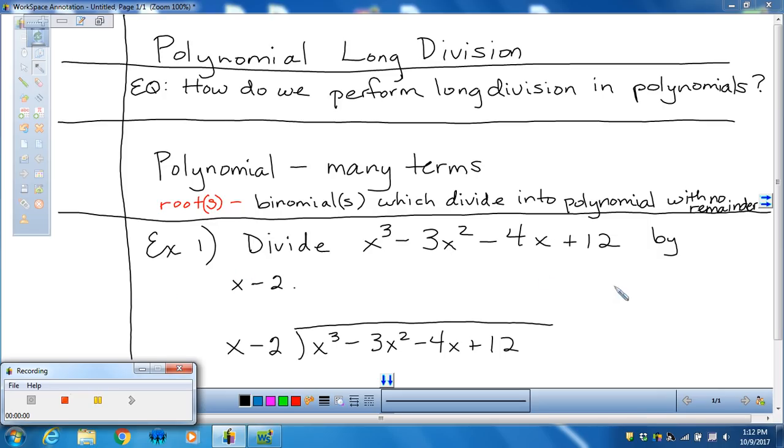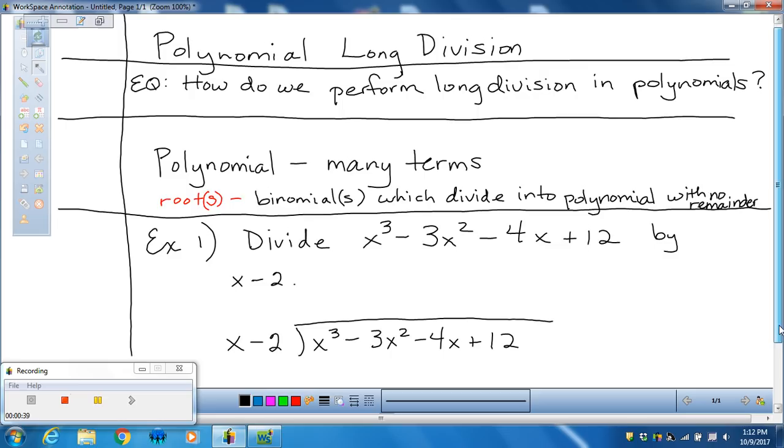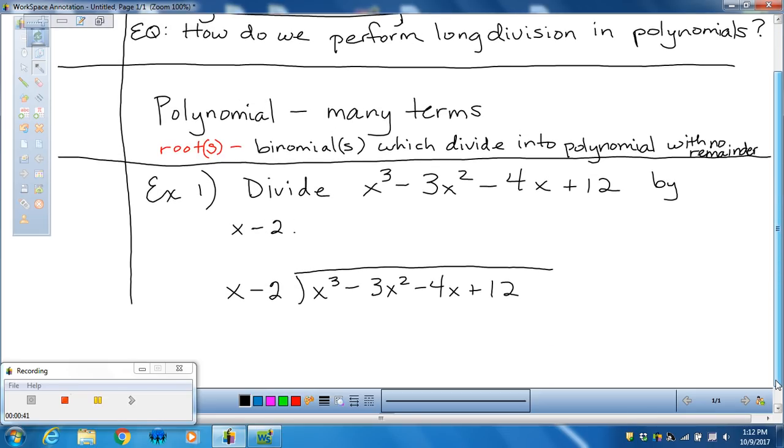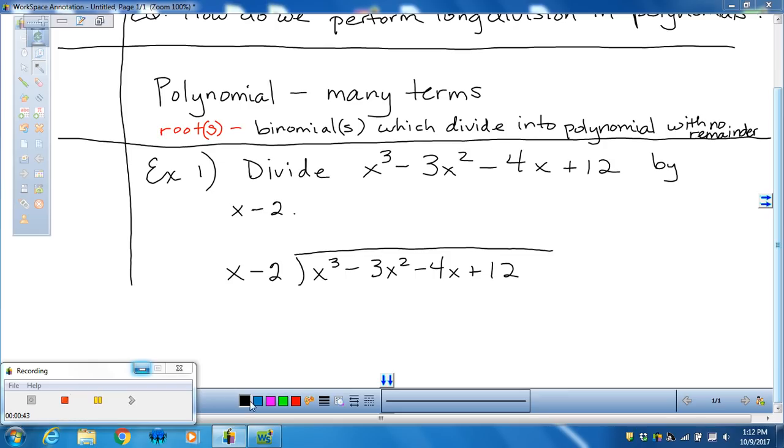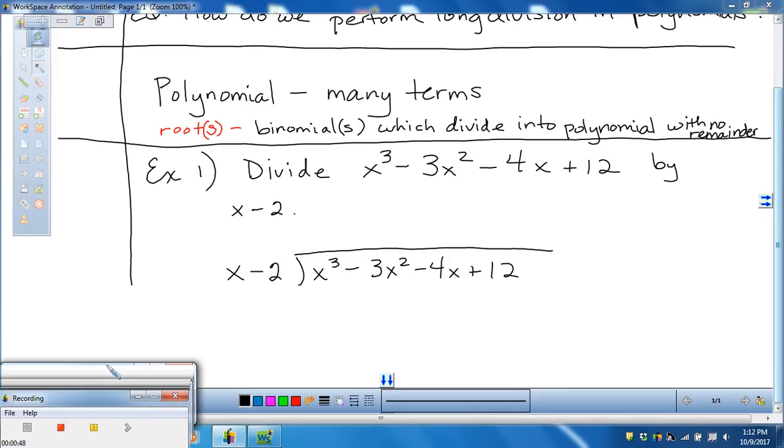And so let's go ahead and get started into our first example. In this example, we want to divide x cubed minus 3x squared minus 4x plus 12 by x minus 2. So the first thing I'm going to do is set up the problem with my long division. Just setting it up with the x cubed minus 3x squared minus 4x plus 12 underneath our long division symbol, and then x minus 2 is our divisor, so it's over here off to the side. And so now we're going to go ahead and start dividing it.